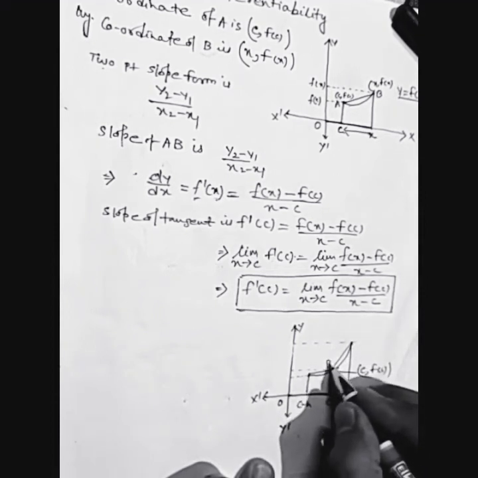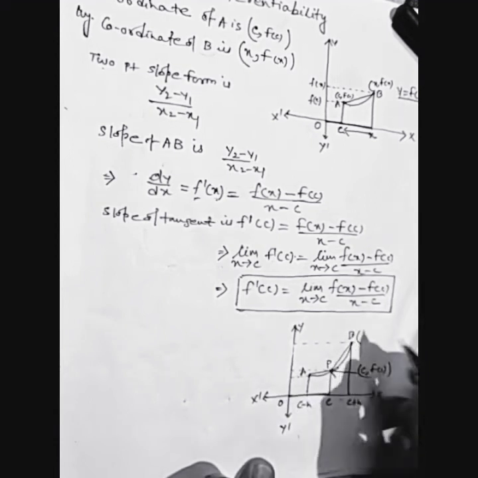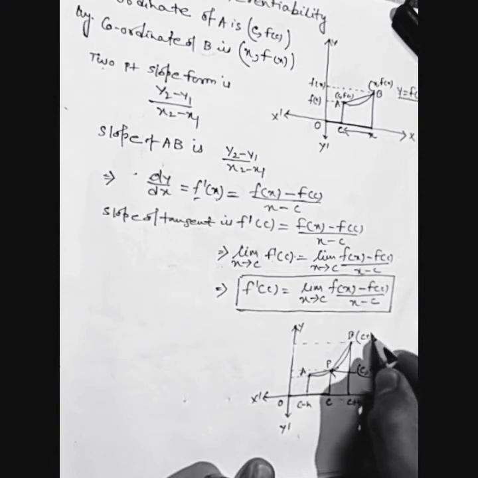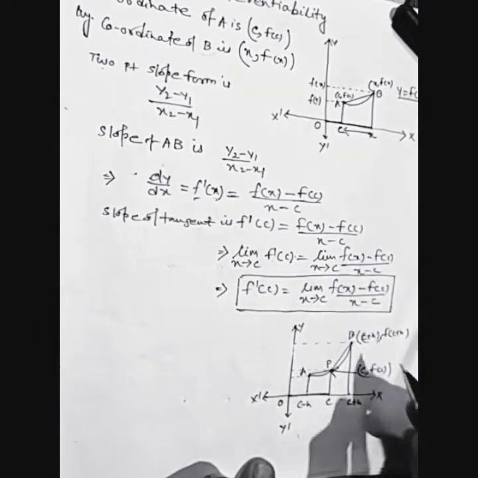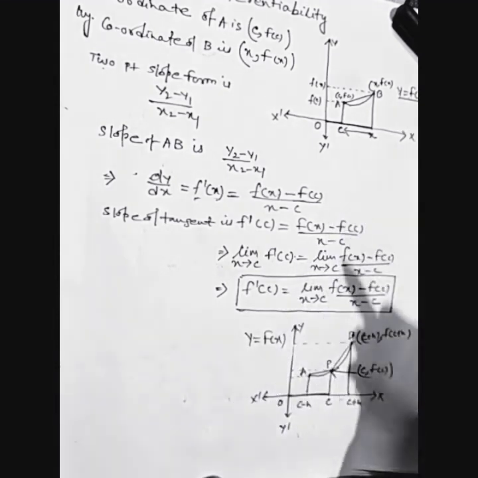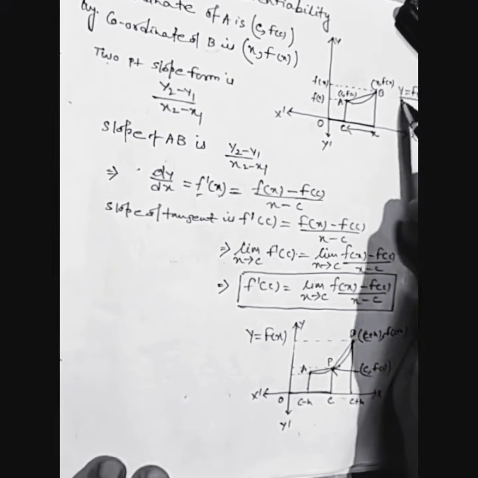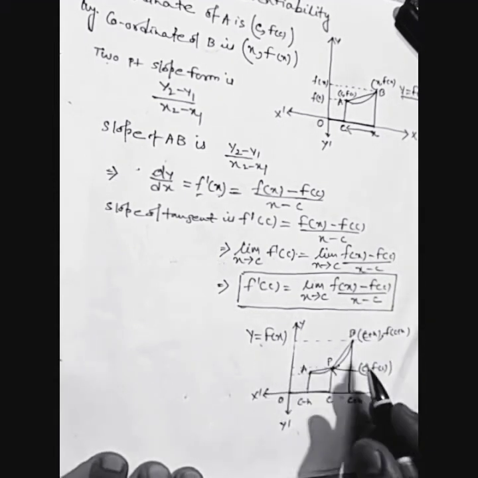Suppose this point is denoted by P, this is A and this is B. What is this coordinate? C plus H comma f of C plus H, because already I have taken the curve as y equal fx. In the previous diagram I have shown I have taken the curve y equal fx. So similar curve I have taken, y equal fx.